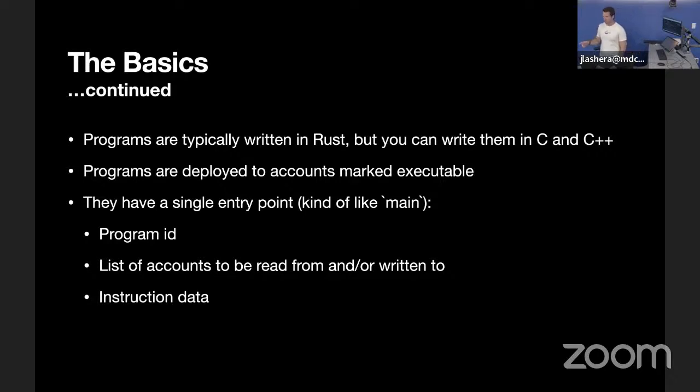Now, a couple of basic things about programs. They have a single entry point. So it's kind of like the main file or the main function of a program. Anytime a program gets called, it gets called through one single entry point. The entry point of that program provides your code with three things: the ID of the program, which is basically the address of the account that it's stored in, the list of accounts that will be read from or written to during the duration of the transaction, and any instruction data that's going along with that transaction.